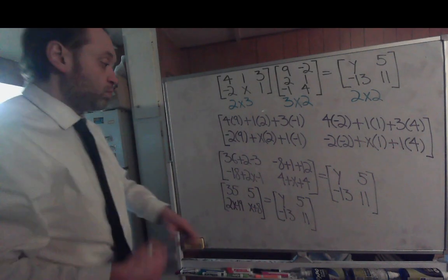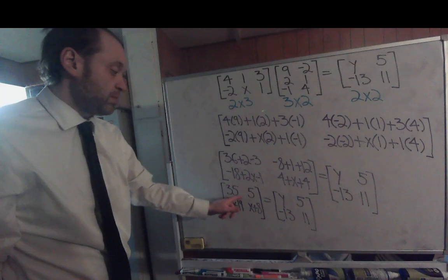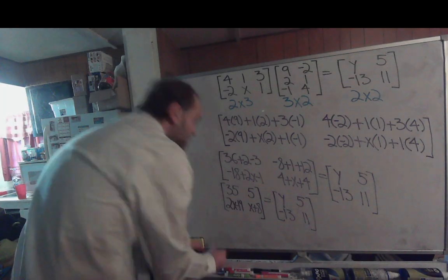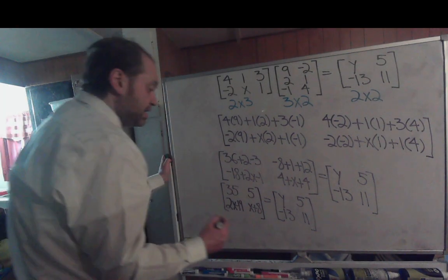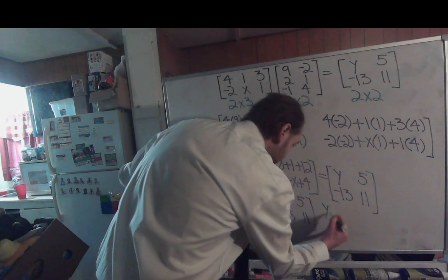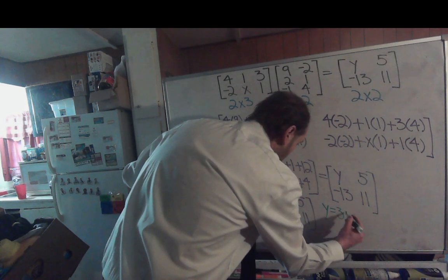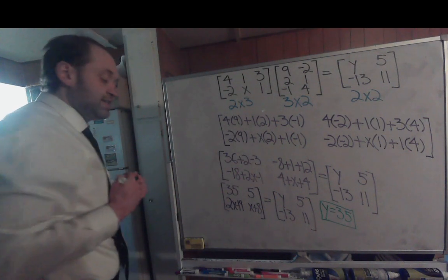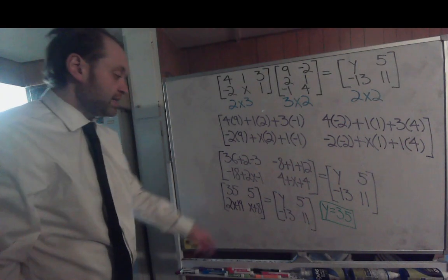Well, I think y is pretty self-explanatory. Y corresponds directly to 35. So you should end up getting a y value. You set y directly equal to 35. Well, there's your answer. Y equals 35. It doesn't get much easier than that. But we need to solve for x.